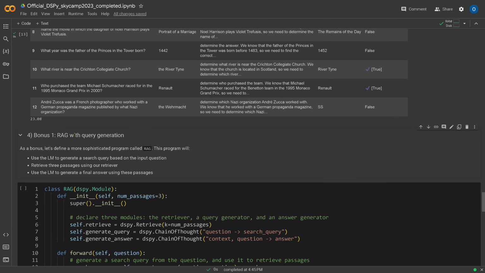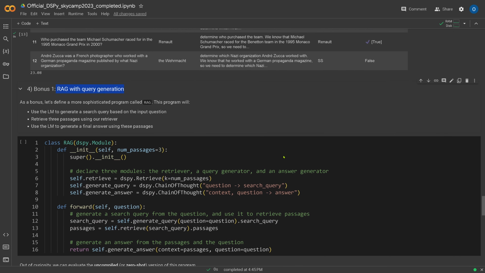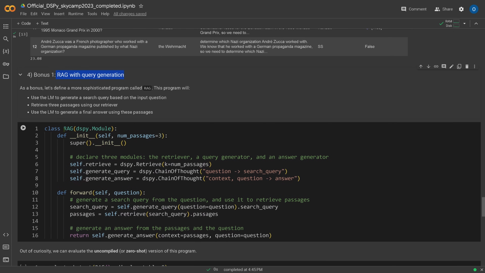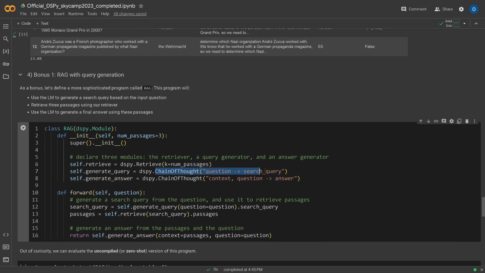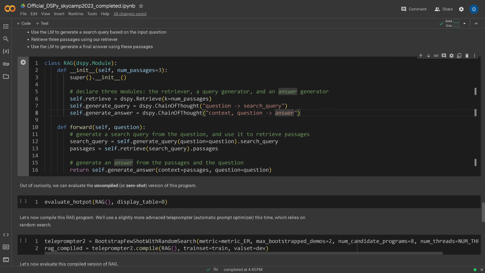Great. So let's do now RAG with query generation. So here we have again the class of the RAG as a DSPy model. You know this. We have the retriever, a query generator, and an answer generator. We have here a chain of thought. I just showed you question, search query. Then we have here another chain of thought from the context, question, generate an answer. Generate query, retrieve, done. Let's do this.